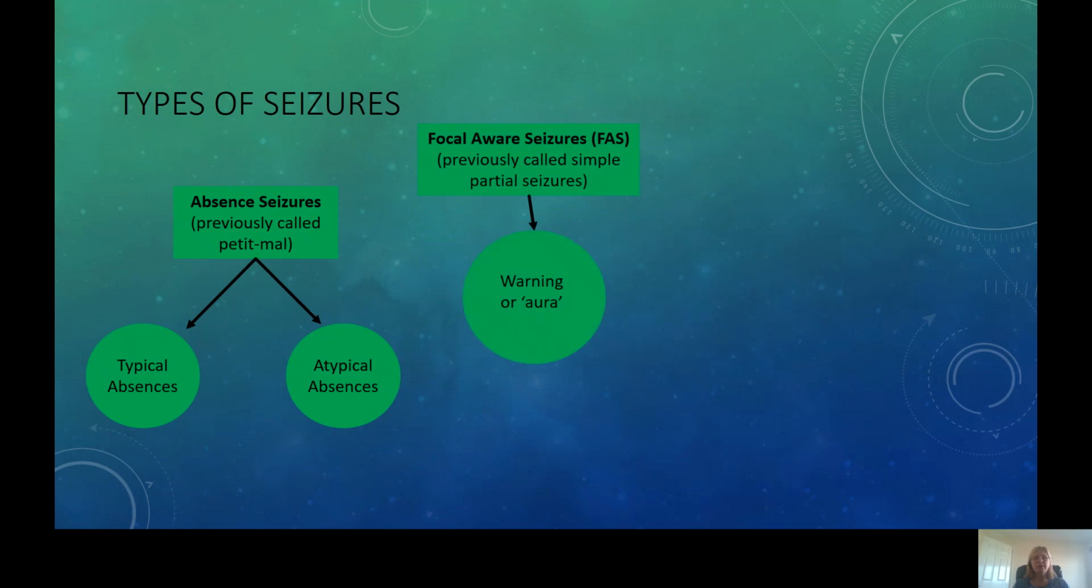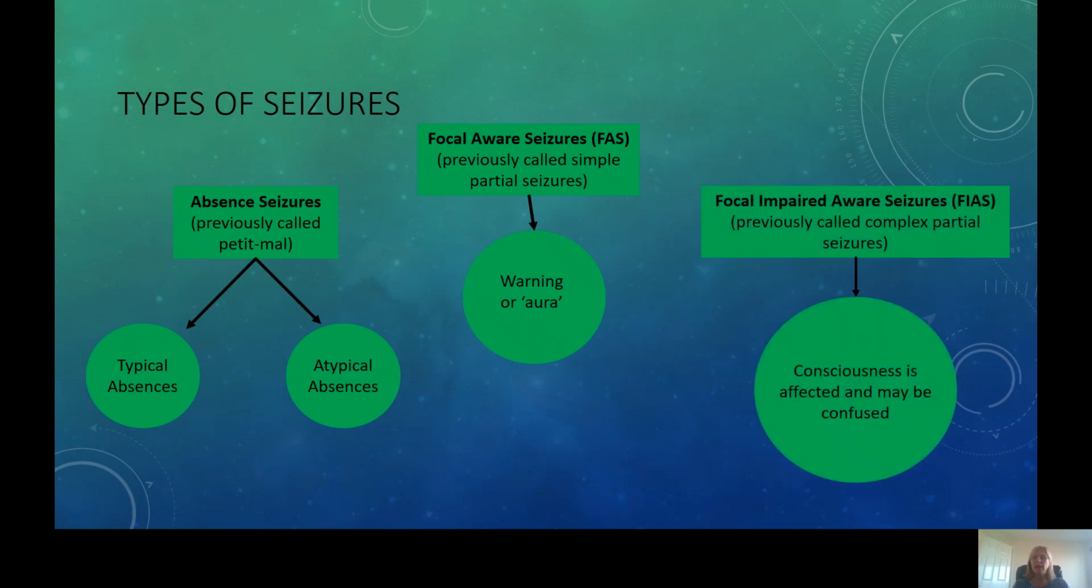There are focal aware seizures, previously called simple partial seizures. The client is often conscious or aware and will often remember the seizure afterwards. They may describe themselves as feeling strange. Sometimes these are called warnings or auras, as if they're a warning that another seizure may happen soon. There are focal impaired aware seizures, previously called complex partial seizures. So the consciousness of the client may be affected and they may become confused afterwards.